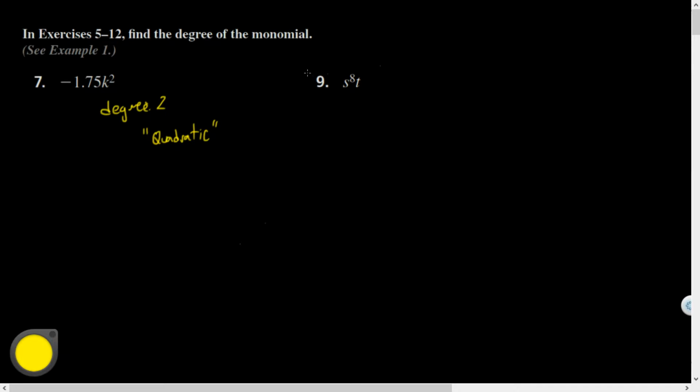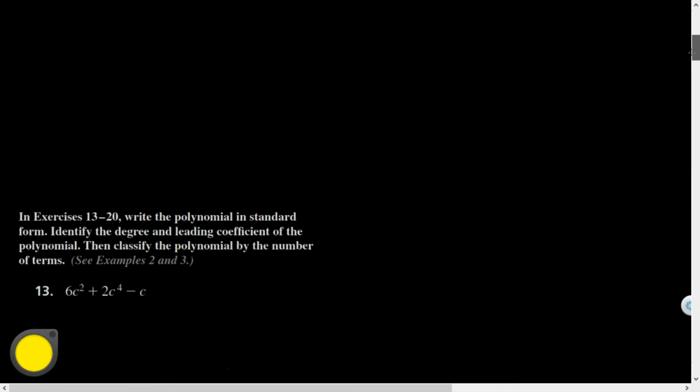Let's see. So the degree for this one has 2 variables. However, this t has a little invisible 1 exponent. It was hiding there the whole time. Actually, the degree of the term, you would add it. So we would do the 8 plus 1 and get 9, so that would be a 9th degree monomial right there.